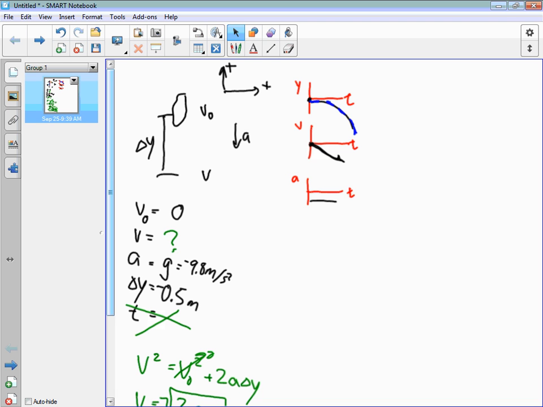The velocity in this one is supposed to be a straight line. I can improve that a little bit. Sometimes when I'm drawing to the side, it's a little challenging.